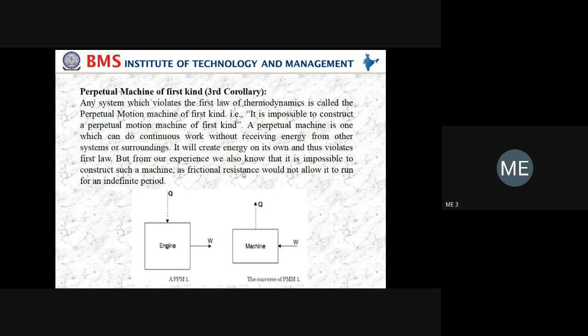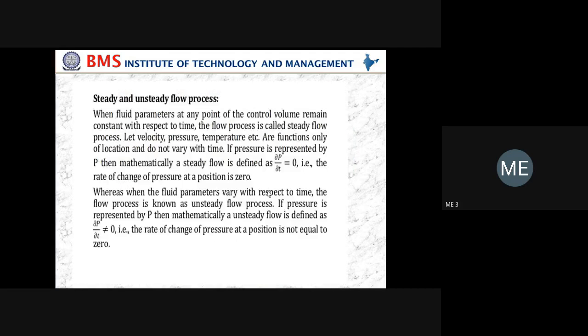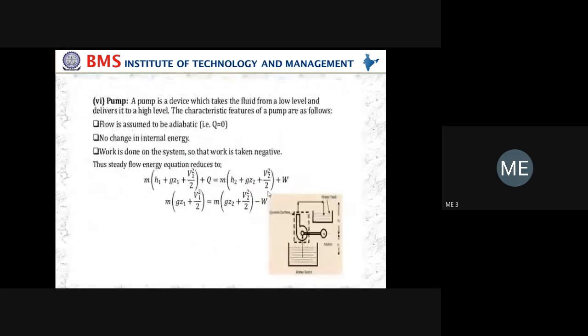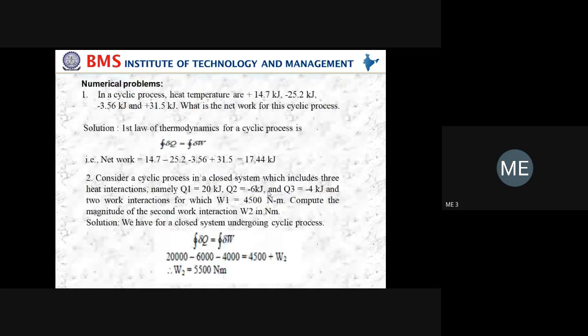Hence, the perpetual motion machine of first kind is impossible in nature, and it is a fictitious machine, and it violates the first law of thermodynamics. Okay, it is impossible to construct the perpetual motion machine of first kind. Now I'll do certain problems on first law of thermodynamics. Okay, simple problems.